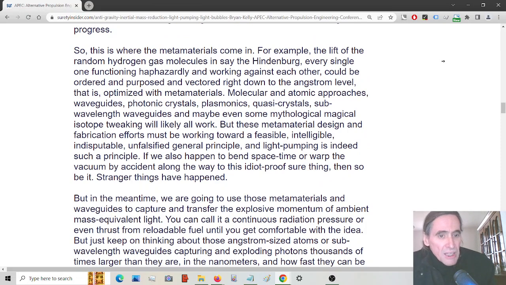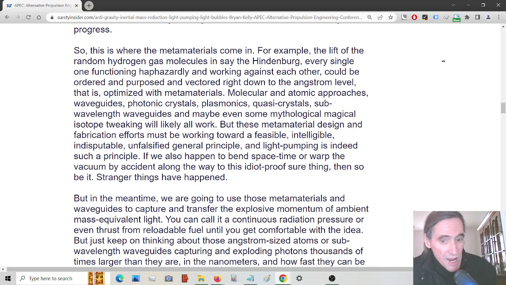For example, the lift of the random hydrogen gas molecules in, say, the Hindenburg, every single one functioning haphazardly and working against each other, could be ordered and purposed and vectored right down to the angstrom level, that is, optimized with metamaterials. Molecular and atomic approaches, waveguides, photonic crystals, plasmonics, quasi-crystals, sub-wavelength waveguides, and maybe even some mythological magical isotope tweaking will all likely work. But these metamaterial design and fabrication efforts must be working toward a feasible, intelligible, indisputable, unfalsified general principle. And light pumping is indeed such a principle.